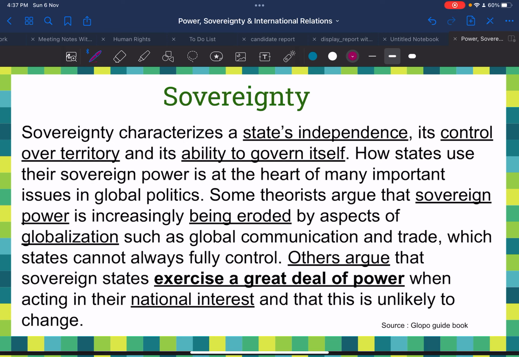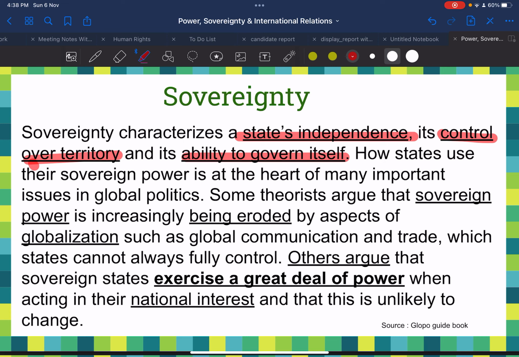So let's get started by first understanding the definition of sovereignty by the IB guidebook. All right. Sovereignty characterizes a state's independence. So first thing, this independence is neither dependence nor interdependence. It's independent. Its control over territory and its ability to govern itself. That means the state is independent, it has control over its territory, and it knows how to govern itself, right?